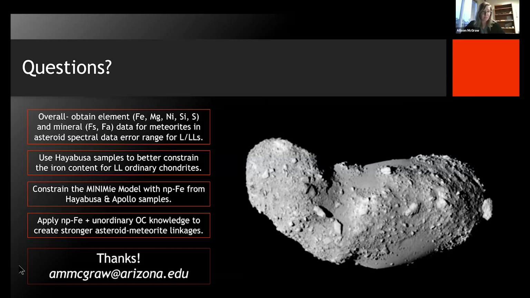And help to use this mini-me model to help inform the nanophase iron using those Hayabusa and starting with Apollo samples. And then applying this nanophase iron ordinary chondrite knowledge to create these stronger asteroid-meteorite linkages.